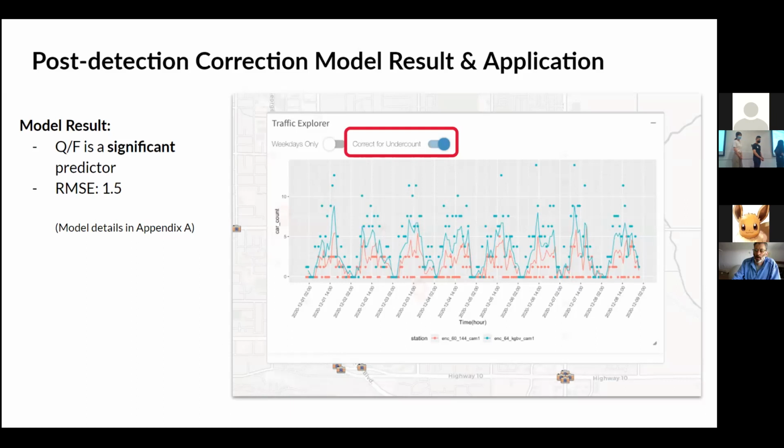The thing we did afterwards is include this model as a single toggle counter for undercount in our visualization app. So other than the line plot of the traffic, the user can also toggle this on to see the counting after correction.